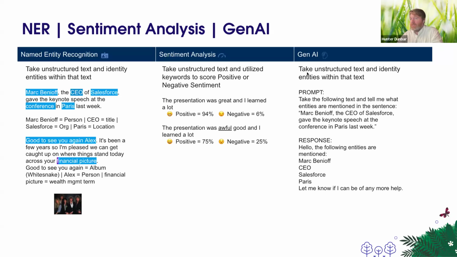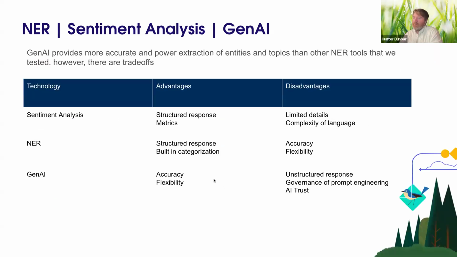With generative AI, we can take unstructured text and get entities out of that text. We'll do something similar to what we did with named entity recognition. We'll say, take the following text and tell me what entities are mentioned in the sentence. Marc Benioff, CEO of Salesforce, gave the presentation, and so on. It's going to say, hey, the following entities are mentioned. Give us all those.